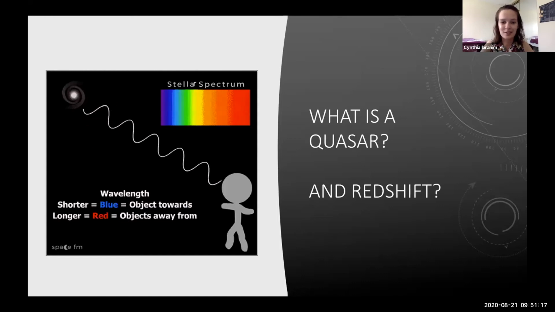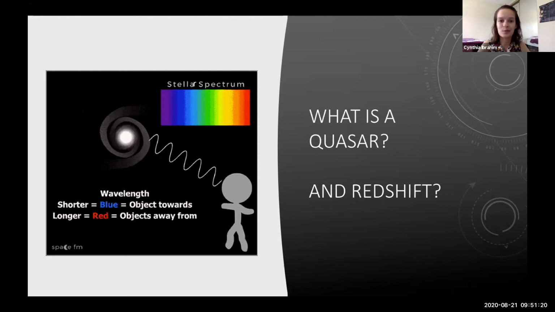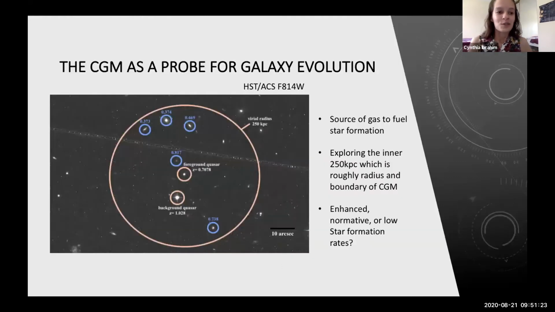But now let's discuss why we are even looking into this. What is the motivation? We use the CGM as a probe for galaxy evolution. The CGM stands for circumgalactic medium, and it's the gaseous space around a galaxy. It can span up to roughly the virial radius, which is about 250 kiloparsecs. This is dependent on mass, but right now we're just using a rough estimate because we don't have the masses of our systems. The CGM is a great place to investigate because it's a source of gas to fuel star formation and also a potential ground for interactions such as galaxy mergers.